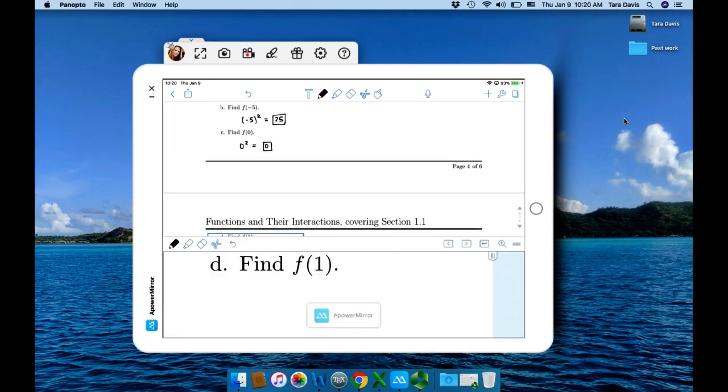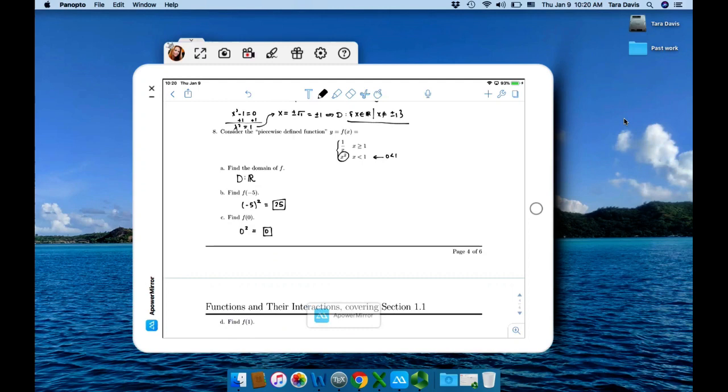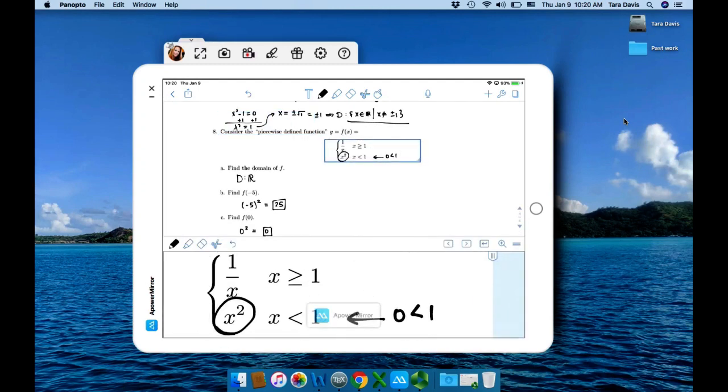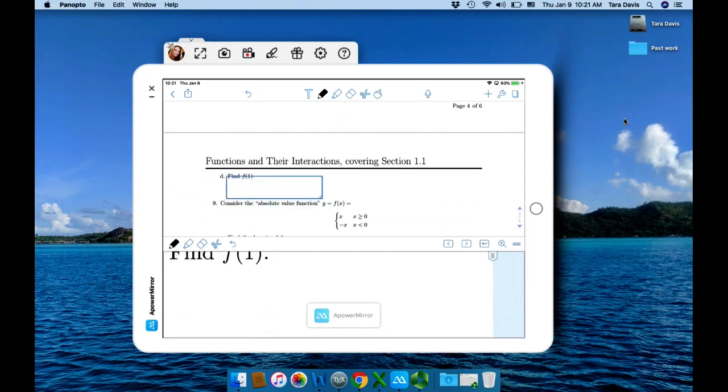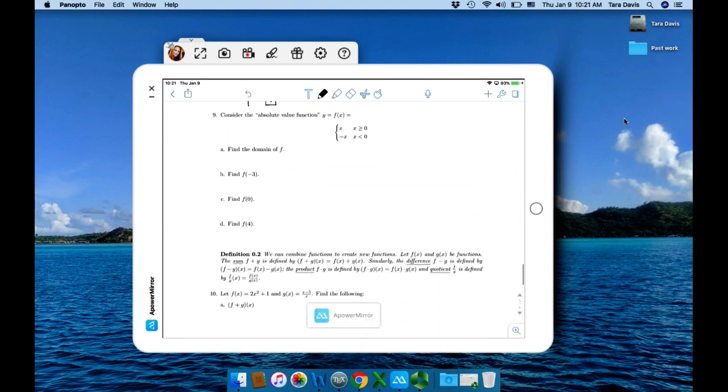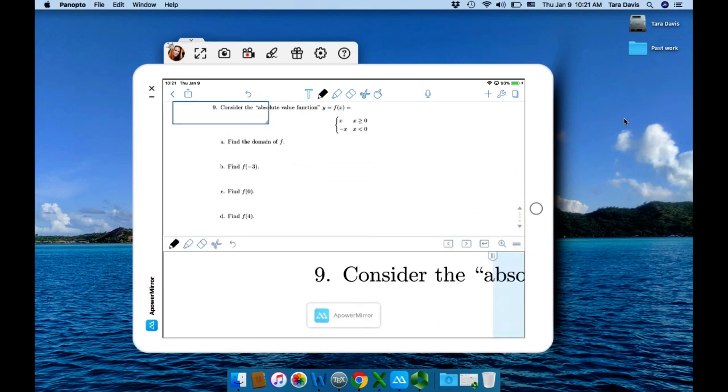You see the next one is asking for f of 1. So then we go back again, and we ask ourselves, what situation are we in? So when x is equal to 1, is that bigger than or equal to 1, or less than 1? 1 is bigger than or equal to 1, so I should plug into this formula. Okay, so f of 1 is equal to 1 over 1, which is 1. Okay, so that's an example of a piecewise defined function. Those will also be very important in calculus.